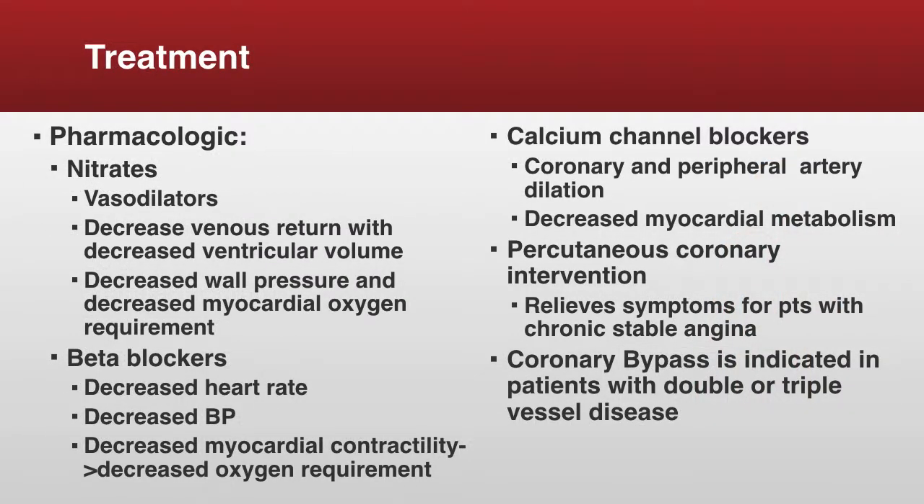Treatment for chronic ischemic disease of the heart includes nitrates. Again, nitrates are vasodilators. They decrease venous return with decreased ventricular volume. So if you think about it, this will lead to decreased wall pressure and decreased myocardial oxygen requirement.